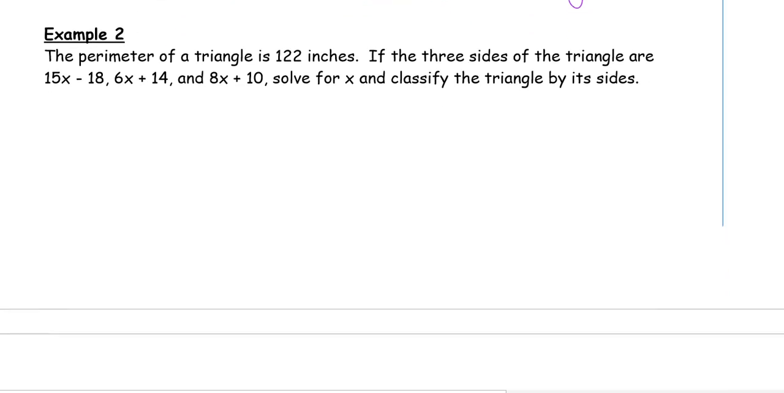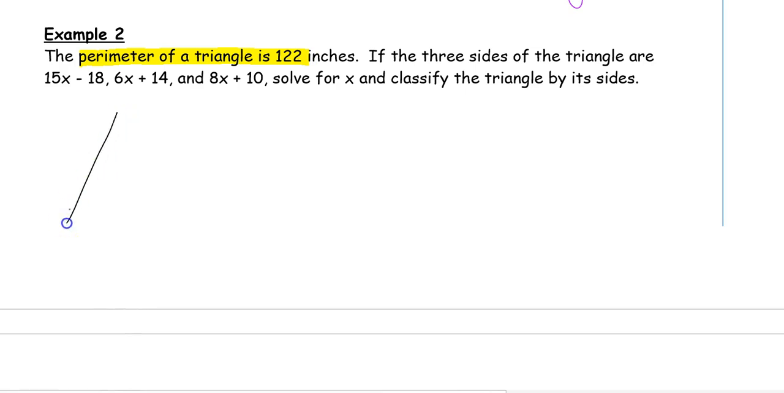So our next one: the perimeter of a triangle is 122 if the three sides of the triangle are 15x minus 18, 6x plus 14, and 8x plus 10. Solve for x and classify the triangle by its sides. So I look at the information I'm given. One, I know the perimeter of the triangle. We think about what we have.